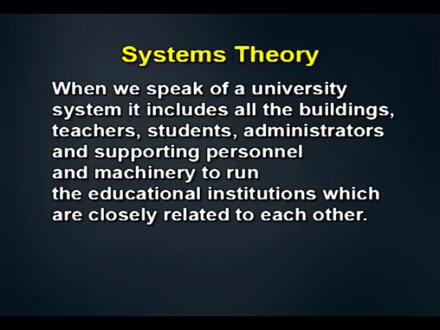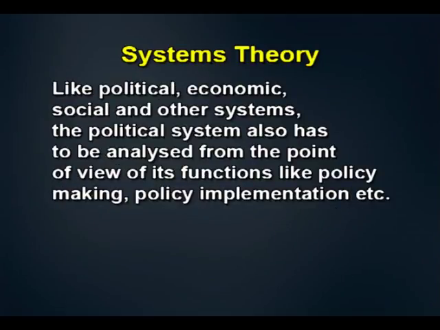The systems theory covers all types of public policy. In its broadest sense, the term system denotes any set of interrelated elements. For example, when we speak of a university system, it includes all the buildings, teachers, students, administrators, and supporting personnel and machinery to run the educational institutions which are closely related to each other. Like political, economic, social, and other systems, the political system also has to be analyzed from the point of view of its functions like policy making, policy implementation, etc.